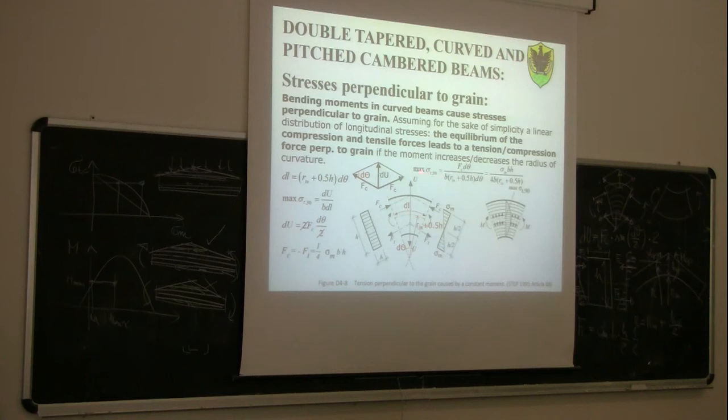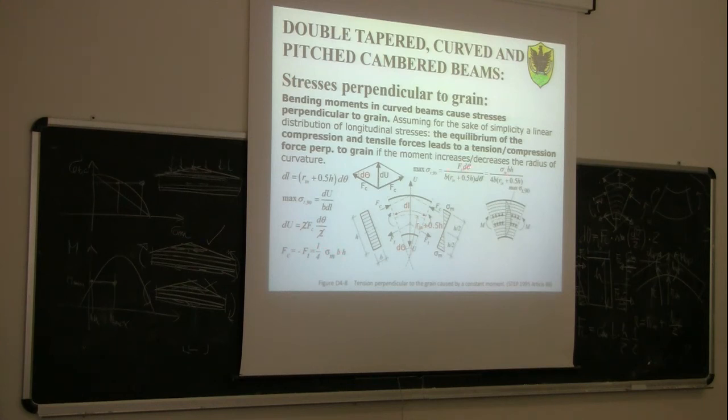So if we replace now in this expression here, sigma T90 is dU, we said is FC d theta, divided by b times dl, so b times (r plus 0.5h) times d theta, and then we can replace FC with this expression here, 1/4 sigma N times b times h.